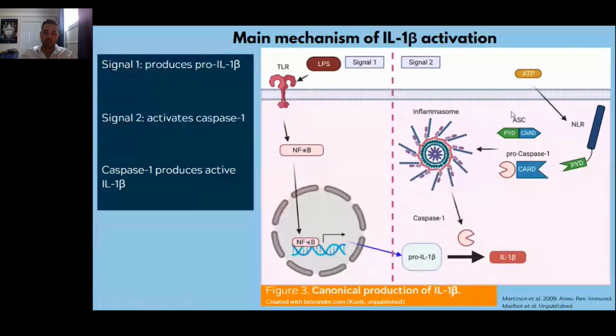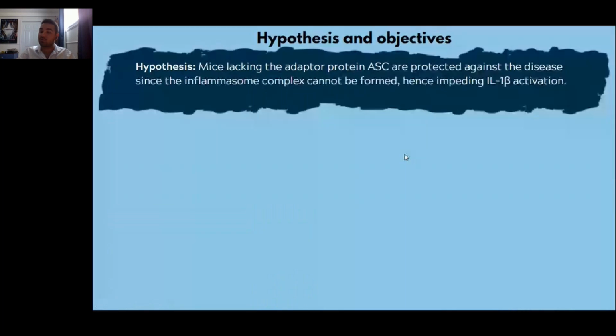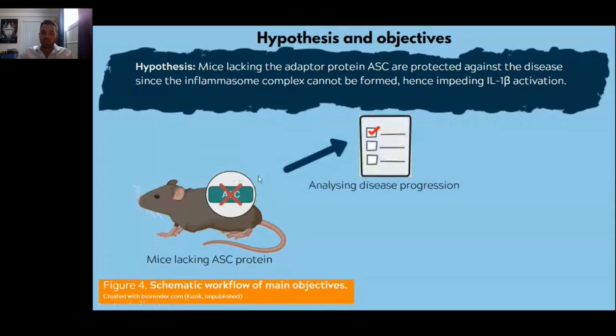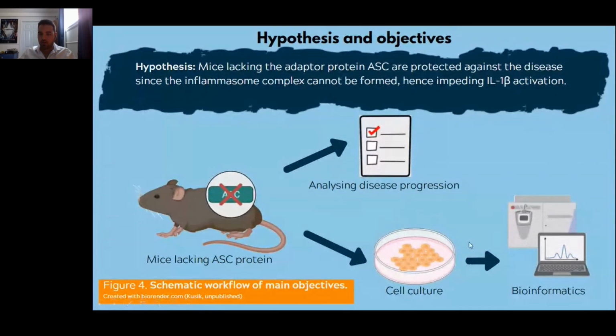Thus, we hypothesize that if mice do not have this adaptor protein ASC, the inflammasome will not be able to form, so IL-1 beta will not be activated and mice would be protected against the disease. To verify that, we will induce the disease in mice genetically engineered to lack the ASC adaptor protein, and then we will analyze how the disease progresses in these mice. We will also check their immune cells using proteomic and bioinformatic analysis to understand how IL-1 beta is produced.